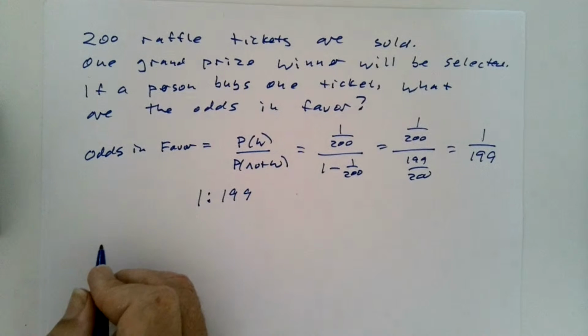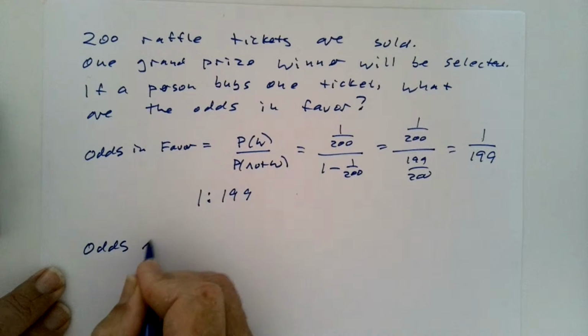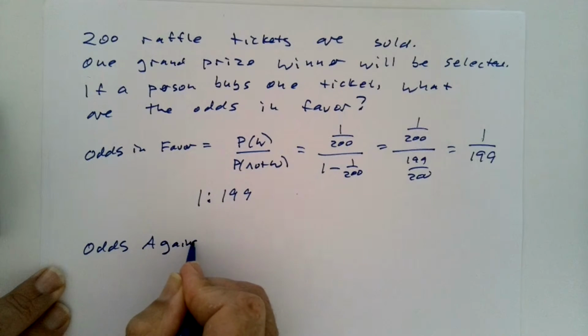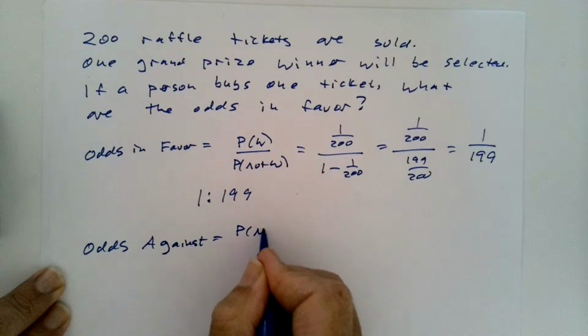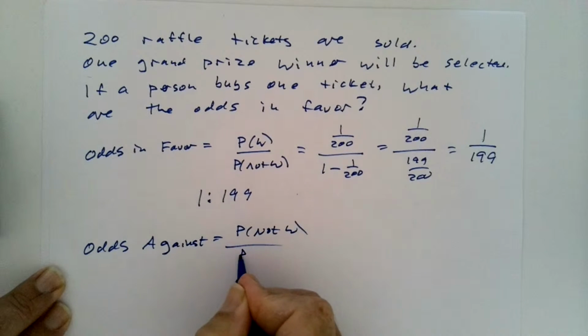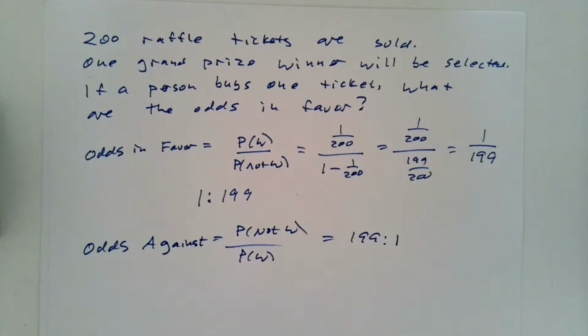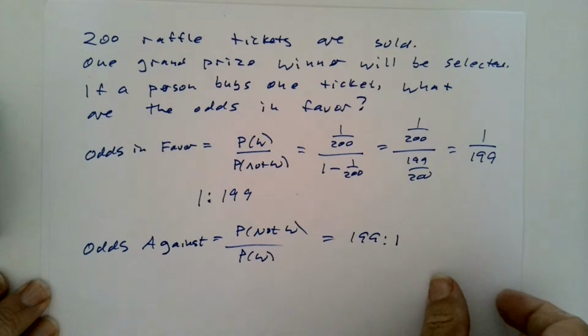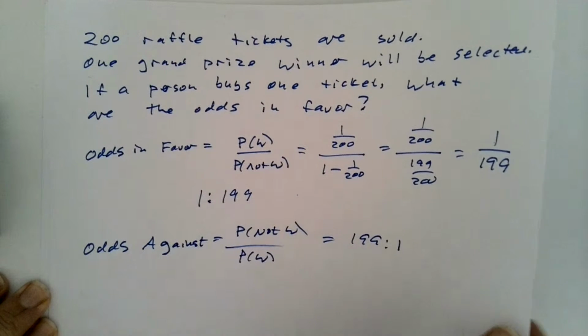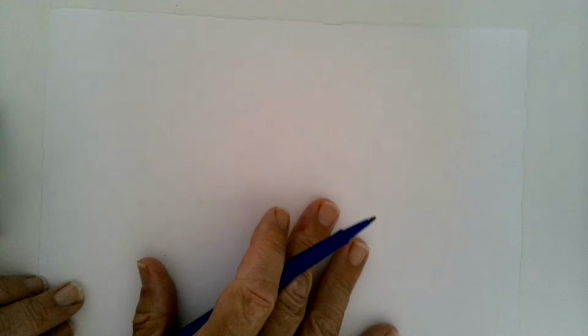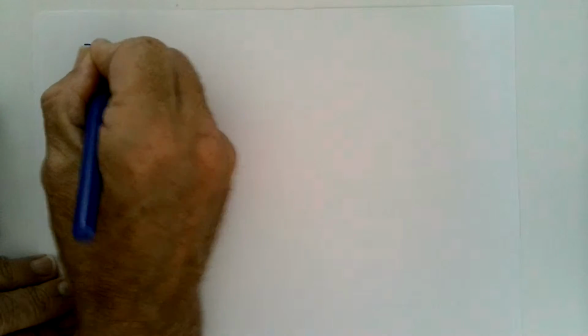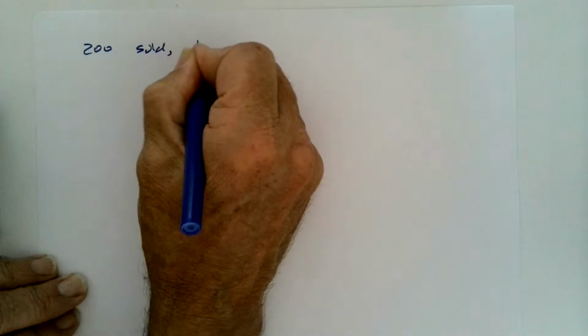The odds against, similarly, probability of not winning divided by the probability of winning, which will just be 199 to 1. Now, how does this change if we buy more tickets? Remember our odds, the number of winners divided by the number of not winners, is a way to think about that. So if instead we buy 10 tickets, let's find our odds in favor. So again, 200 sold, you buy 10.